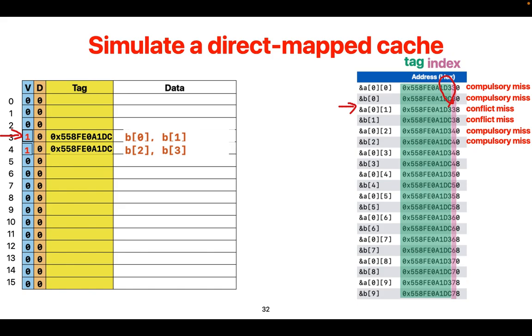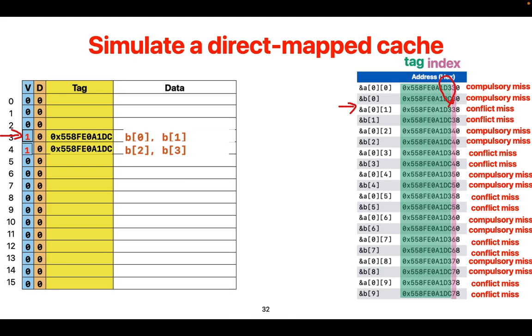Now, when I'm accessing A03, it's a conflict miss, right? Because A03 was there before, but because I wanted to accommodate B23, you got kicked out. So, as revenge, I will kick out B2 and B3 to accommodate A03 and A02. So it turns out if you repeat this pattern for the direct map cache, in the first run, we know it's 100% miss.